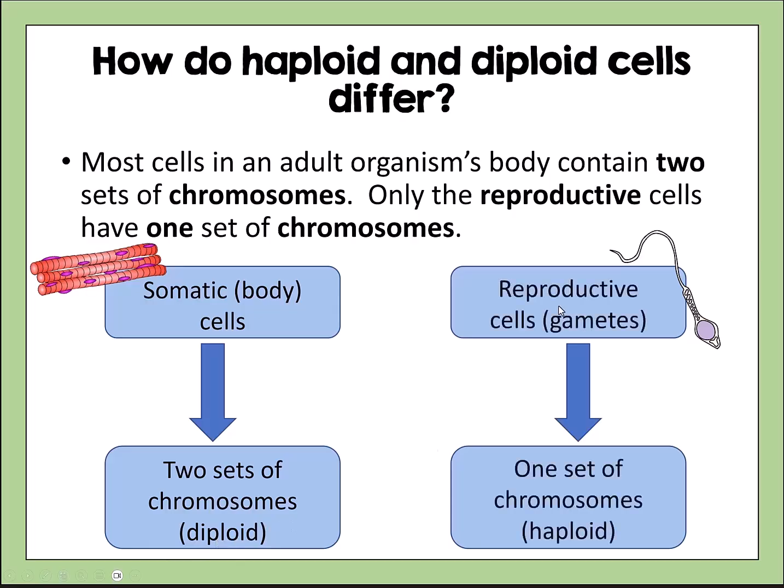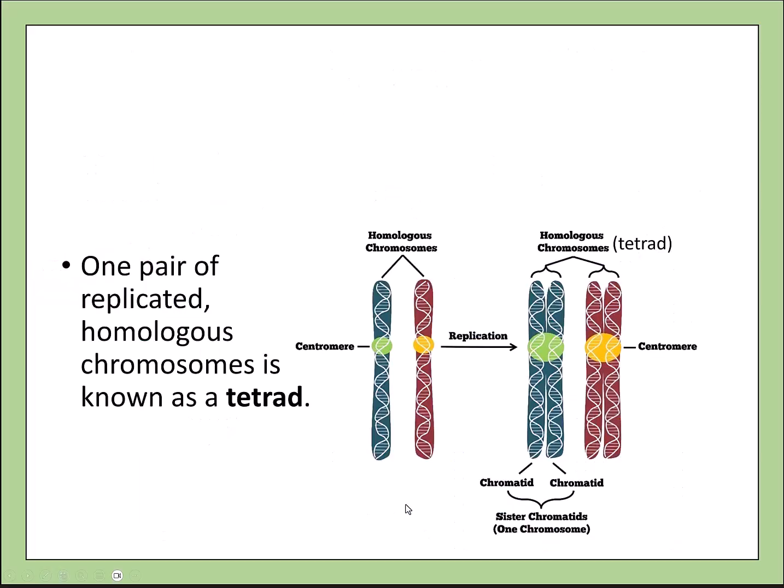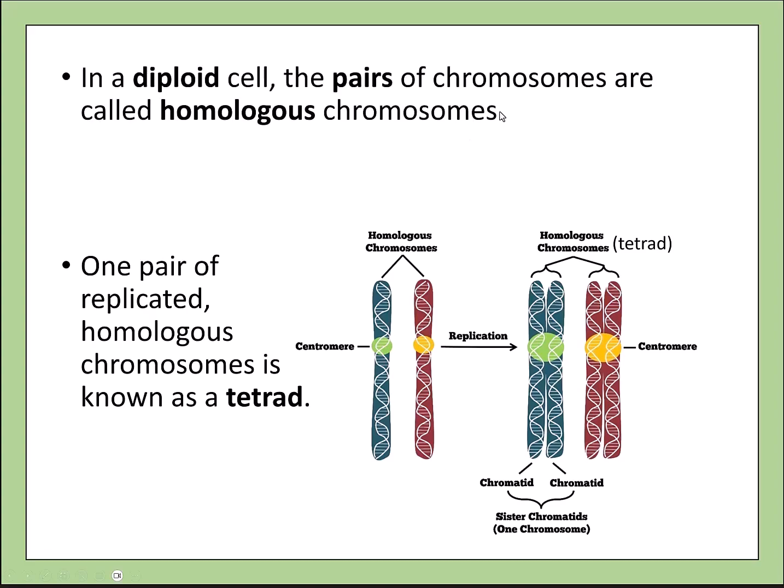Only in your reproductive cells, or your gametes, either sperm or eggs, do you have one set of chromosomes, and those cells are known as haploid. A good way to remember this is haploid meaning half of the typical number of chromosomes. So let's take a look at what these chromosomes might look like, and then we'll get into the process of meiosis. So in a diploid cell, the pairs of chromosomes are called homologous chromosomes. Remember, homo means same, so these are similar or matching chromosomes.